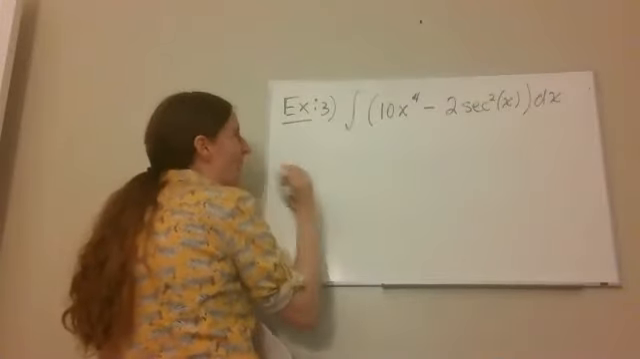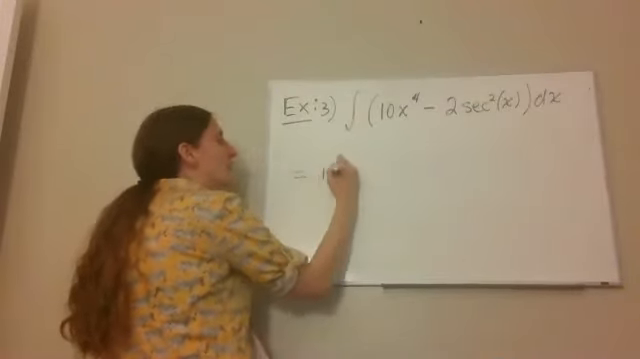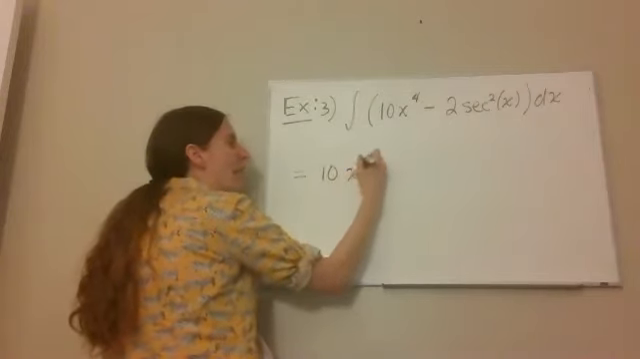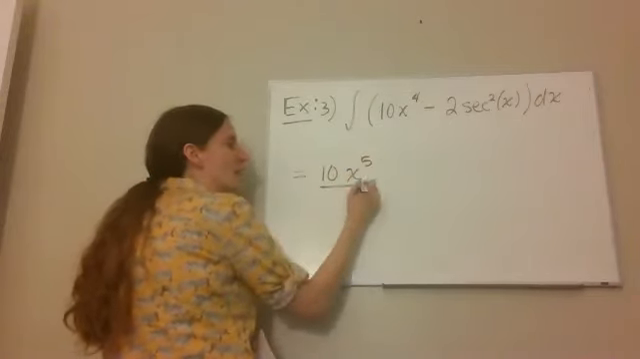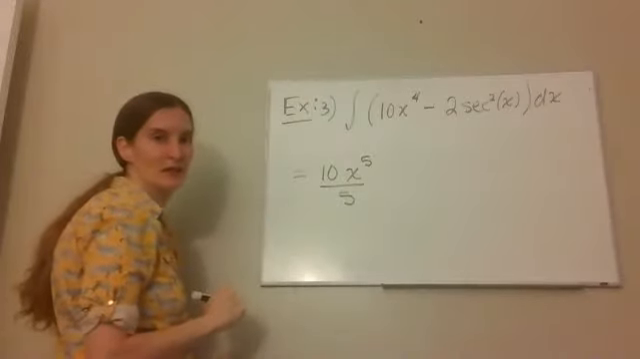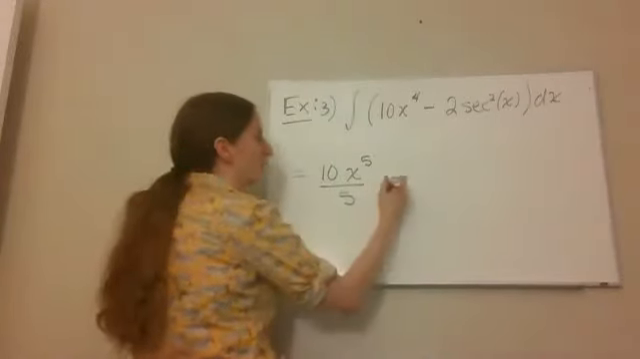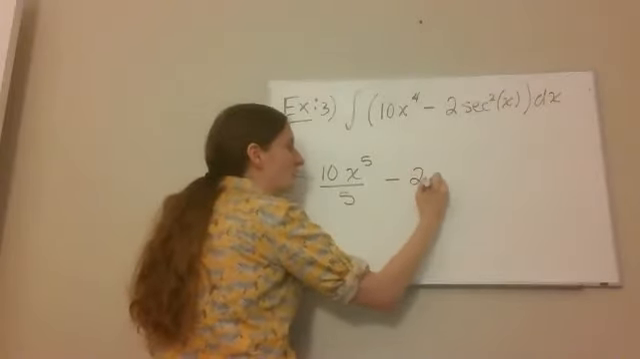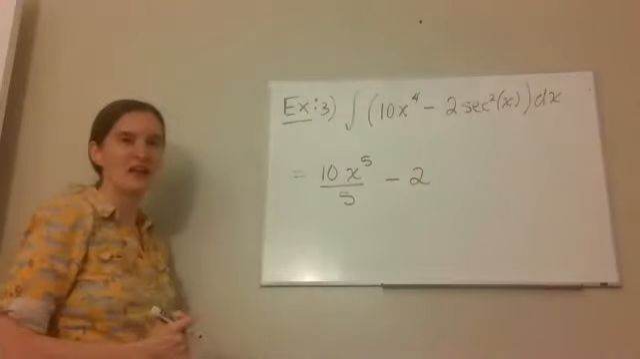Well, let's take care of this power rule first. My 10 gets to stay. We add 1 to the exponent, divide by our new exponent, and I'll simplify it later. Now we're ready for that secant squared. My 2 is still going to be there with that minus sign.